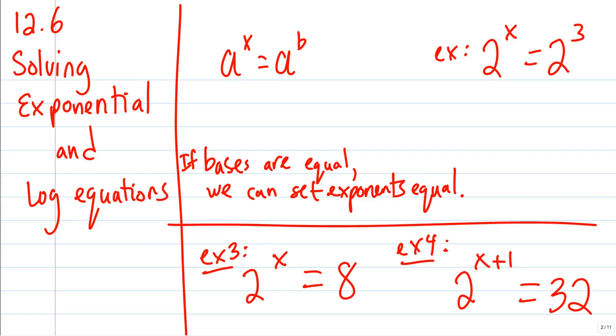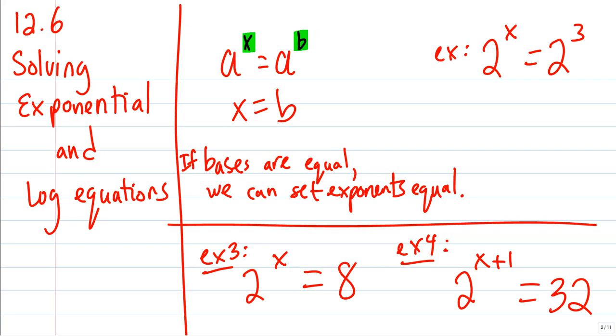So for 12.6, we're going to be solving exponential and logarithmic equations. And we're going to start off with a pretty basic idea. If I have a to the x is equal to a to the b, if the bases are equal, then the exponents must be equal. So if the bases are already equal, then we can just set the exponent x equal to b. If the bases are equal, we can set the exponents equal.